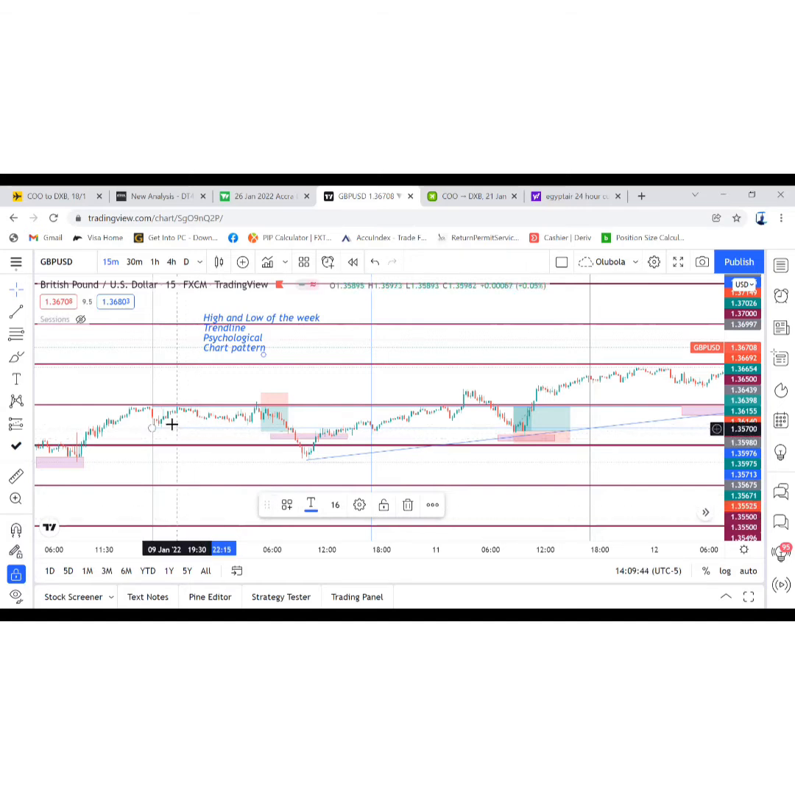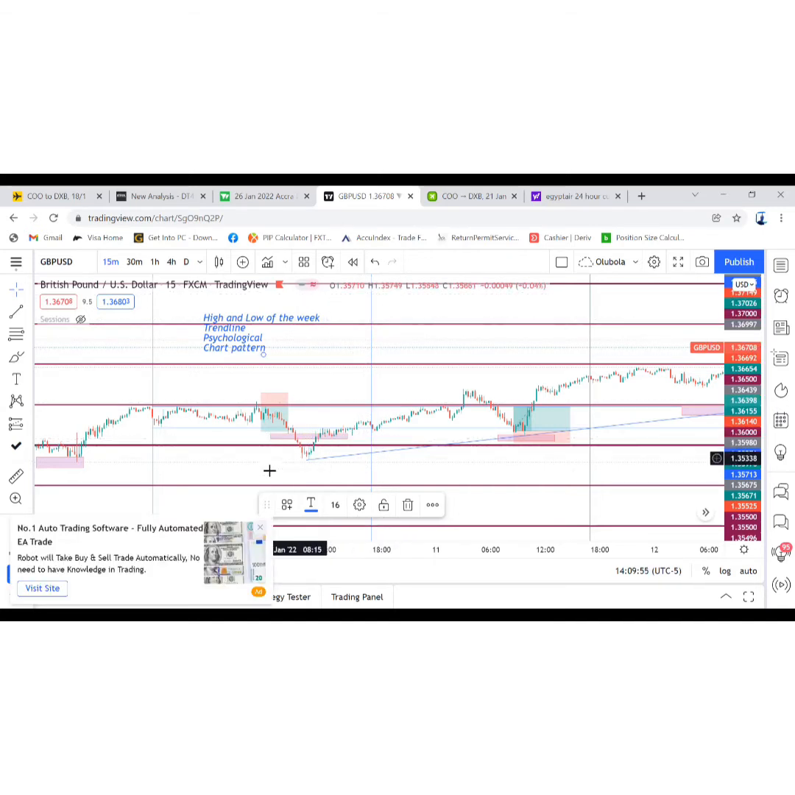So on Monday morning, after I've done this, these are my psychological levels. Don't forget about that. I'll still hold a video on how to draw these psychological levels. Probably that's going to be the next video I will do.